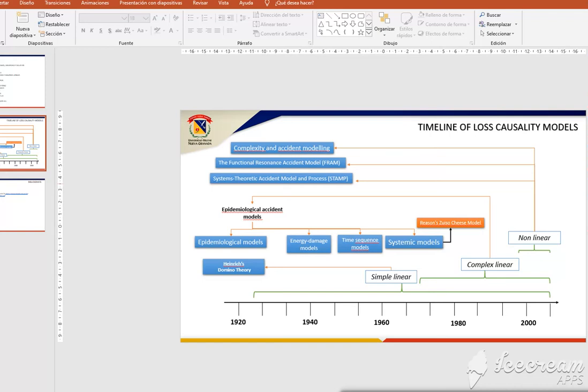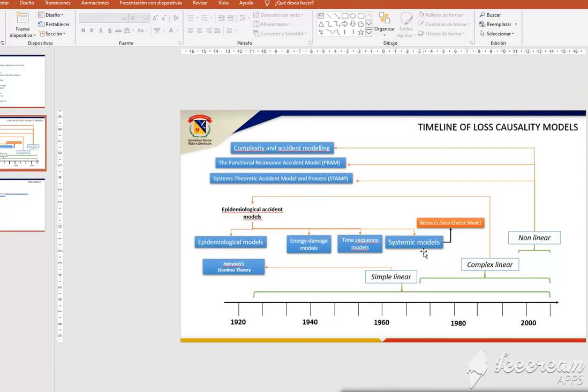Systemic models are based on the contribution of human error to security research. In this model, accidents emerge from the variability in the performance of adjoint cognitive systems as a result of complex interaction and unexpected combination of actions.